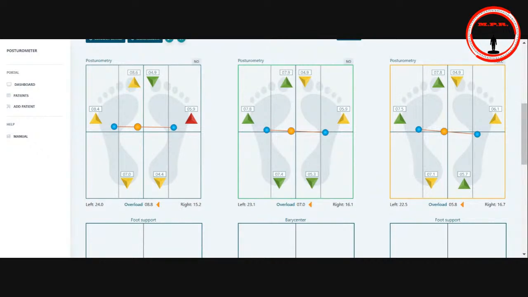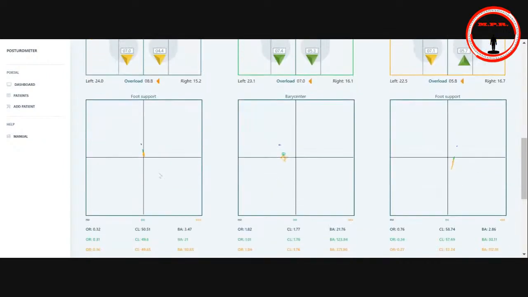From just this point of view, we know this is the worst. This is the posture, very bad. You can see the body center, how the body center is here. It is right, the central body center. And imagine here, you can see the foot support. This foot is central, and this body center is varus. It's not a harmonic foot.